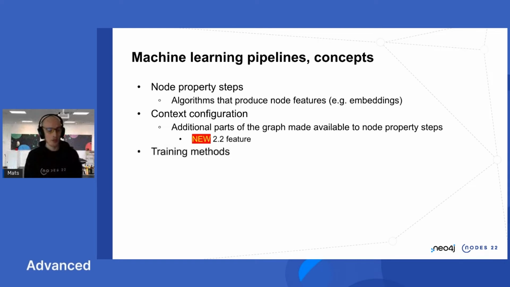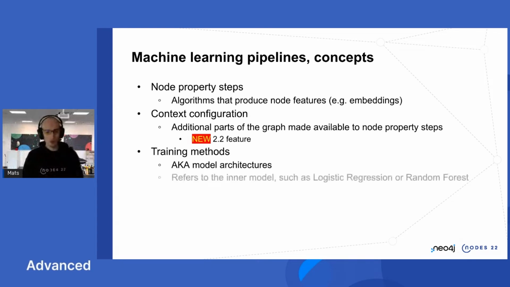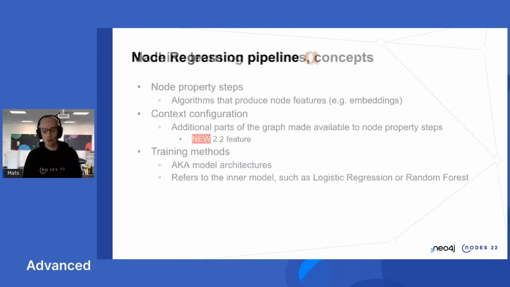Then we have training methods. This is a thing that comes with many names in the machine learning ecosystem. Model architecture is another name. And to be concrete, what we're referring to with training methods is the inner model. It could be a logistic regression or random forest model, for example. We have a limited set of different training methods that we are adding on. Multi-layer perceptron is our latest training method.